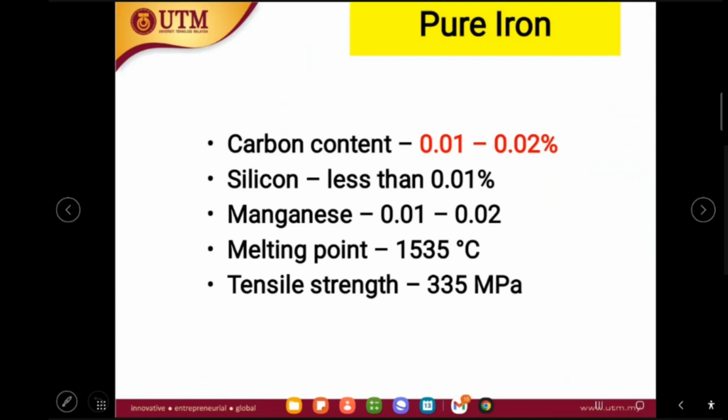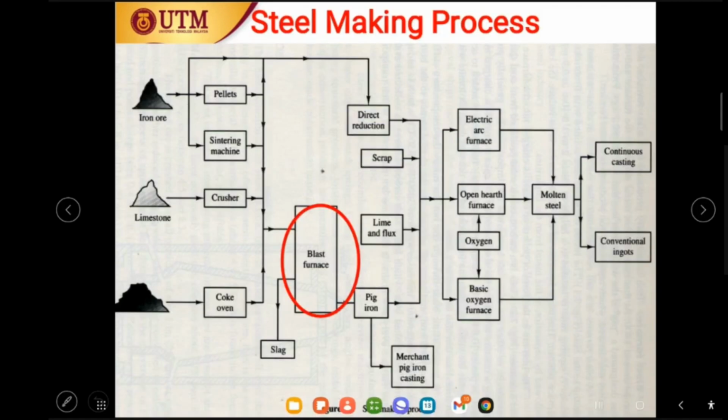For pure iron, the carbon content is very low. It only ranges about 0.01 to 0.02%. Silicon is also less than 0.1, and the manganese content is also very low. The melting point is about similar to the pig iron. It is a bit lower, which is 105 degrees Celsius. Tensile strength is about 335 megapascal.